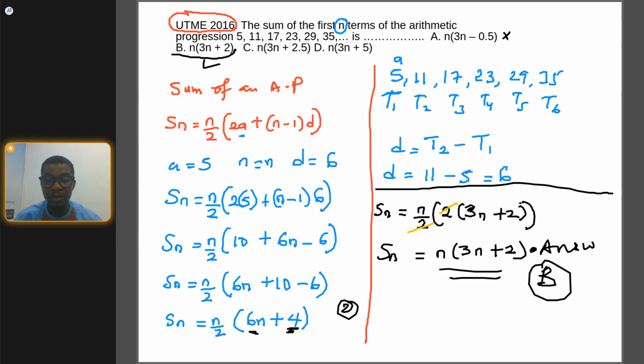The next question, still solving a question on arithmetic progression. We extracted our question from UTME questions, to be precise. And we just finished solving a UTME question from 2016, and we got the response. Now let's get another question to solve again.